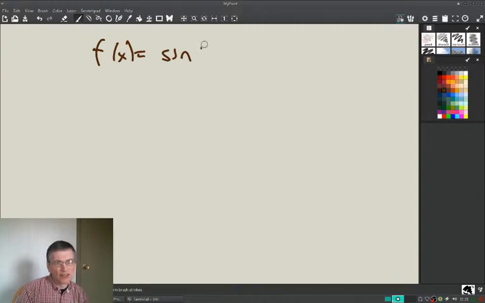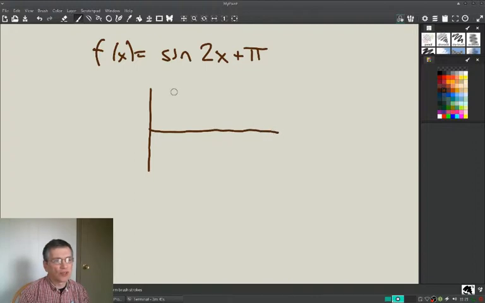Let's try f of x equals sine of 2x plus pi. What is this function going to look like? Well, this is going to be sine of 2x. This is all in parentheses too. If it wasn't, then that pi would be d, and that would push the function up pi units. I'm just going to draw a sine of 2x first.